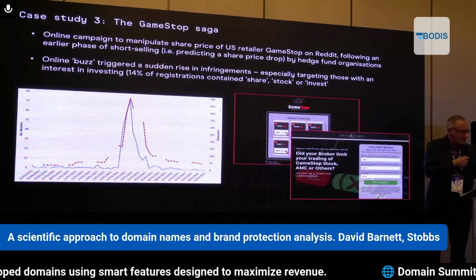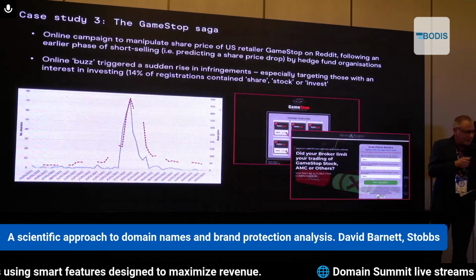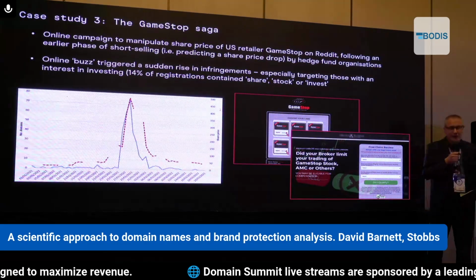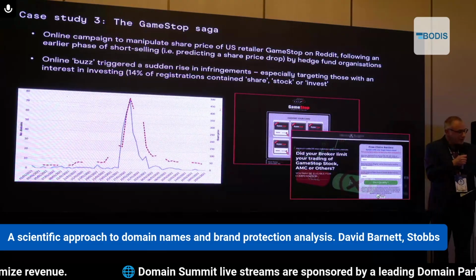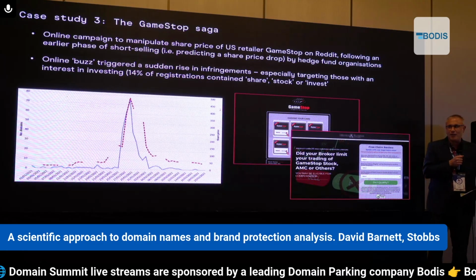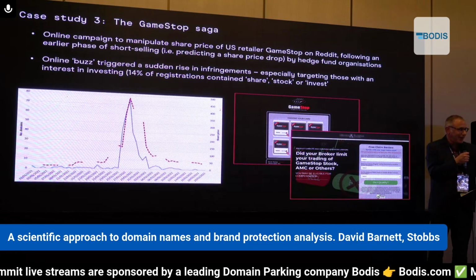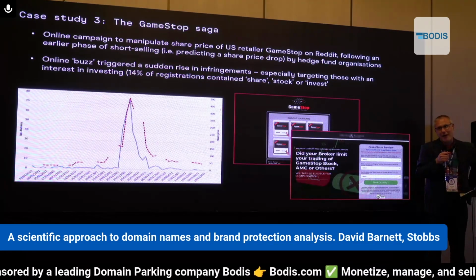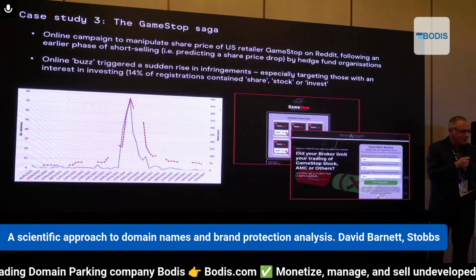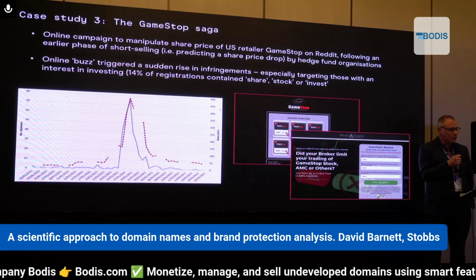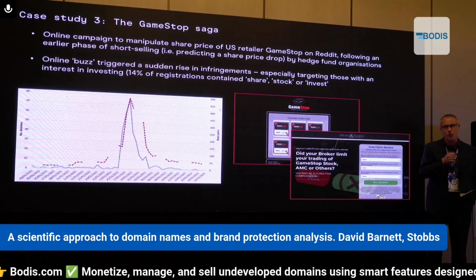So GameStop, some of you will remember there was a campaign, when was it? Shortly after COVID, I think, targeting the US retailer GameStop. This was an online campaign to manipulate the company's share price. It was an effort by a campaign of people on Reddit to try and get one back at the man, I think, as they saw it, following an earlier phase of short selling. That's where these big investors were predicting that the share price would drop.